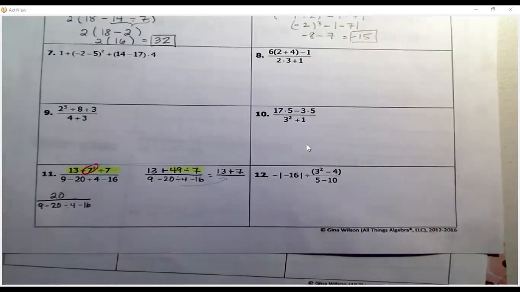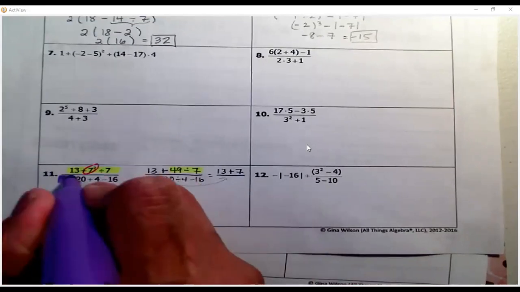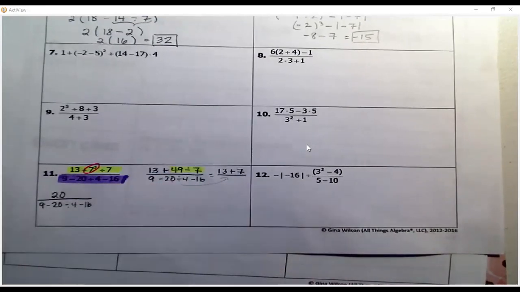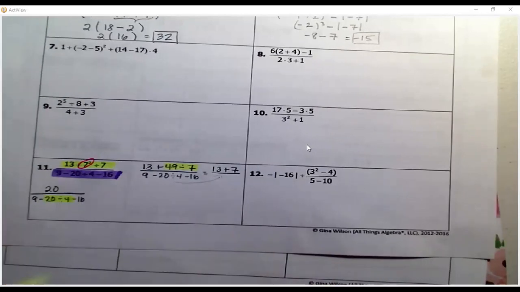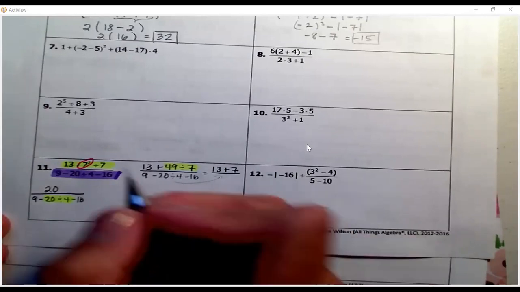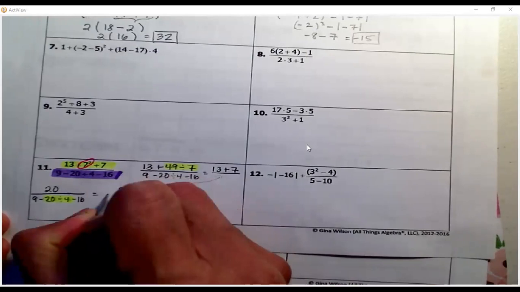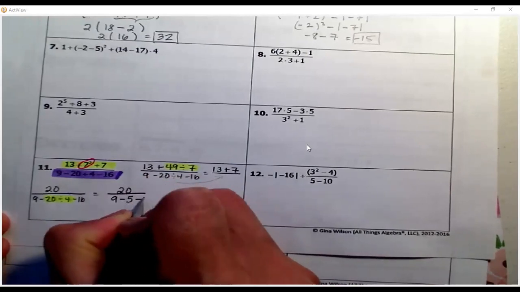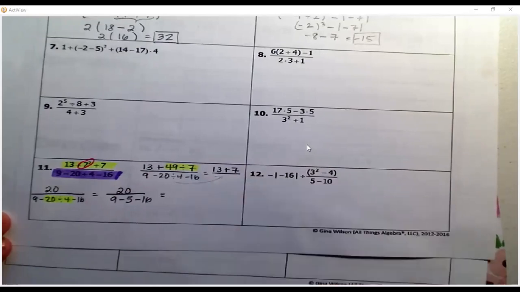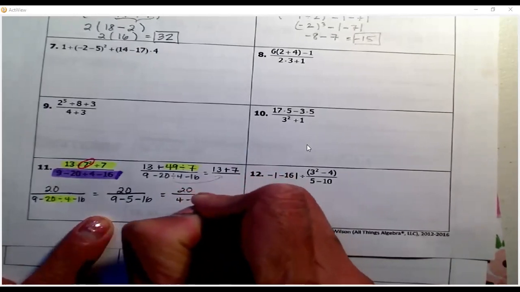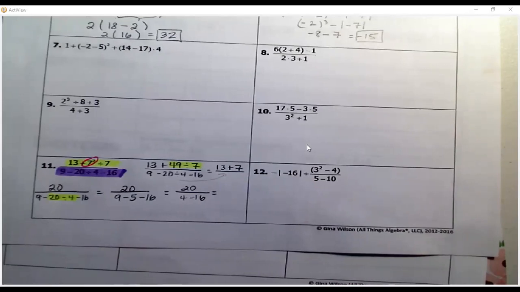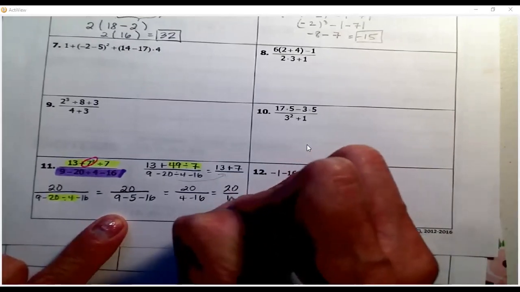Now I can work on my denominator. My denominator will be this part right here. So at the bottom of my denominator, I'm going to do division first, which is right there. 20 divided by 4 is going to be 5. 9 minus 5 minus 16. Then I'm just going to subtract from left to right. 9 minus 5 is 4. 4 minus 16 is -12.